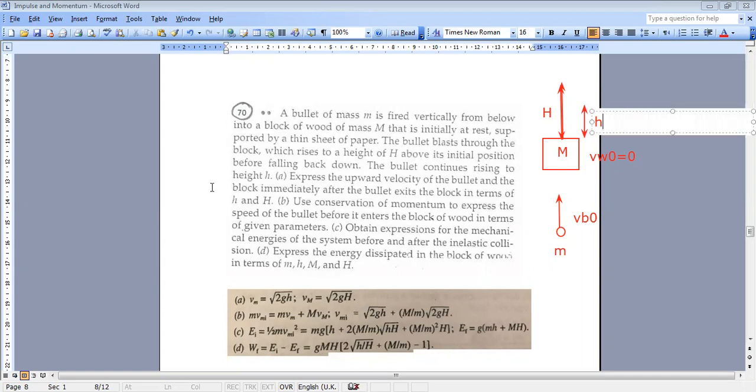Okay? The first question is to express the upward velocity of the bullet and the block immediately after the bullet exits the block in terms of small h and big H. This means that we need to find what were the velocities just after the collision. Okay? Who will tell me how we can find the velocities of the block and the bullet just after the collision?